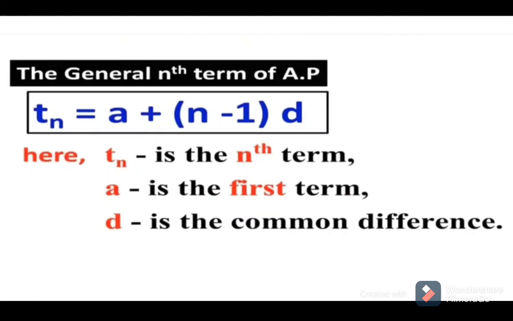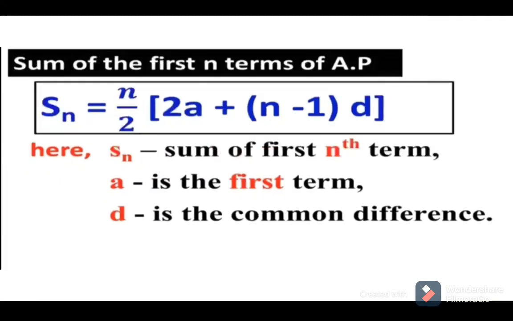The formula to find the nth term of an AP is Tn = a + (n - 1)d, where Tn means the nth term of the sequence, a is the first term and d is called the common difference. Now suppose you want to find the sum of the first n terms of an AP. There are a total of 2 formulas to find the sum. Okay, first one is Sn = n/2 [2a + (n - 1)d].